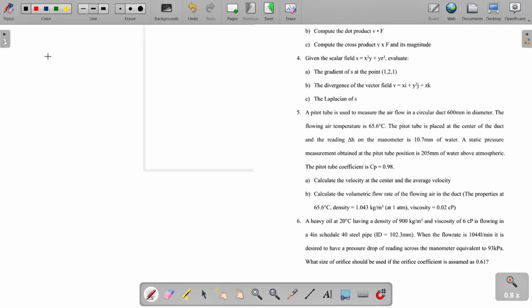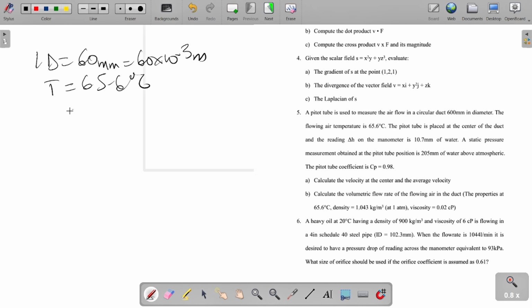The circular duct over there has a diameter of 60 millimeters, which is actually 60 times 10 to the power minus 3 meters, right? Then it's flowing air, and they give us a temperature of 65.6 degrees Celsius. So the pitot tube is placed at the center of the duct, right? So the manometer reading that was given is 10.7 millimeters, right?